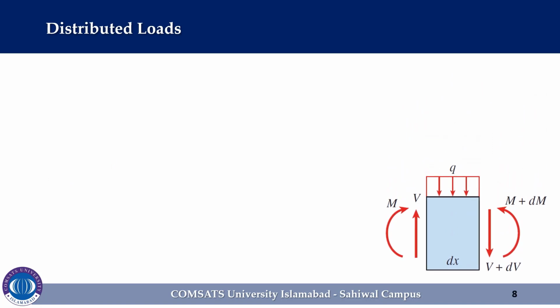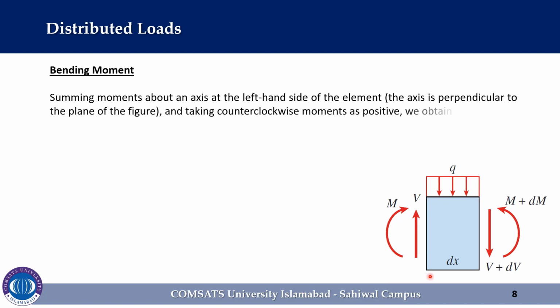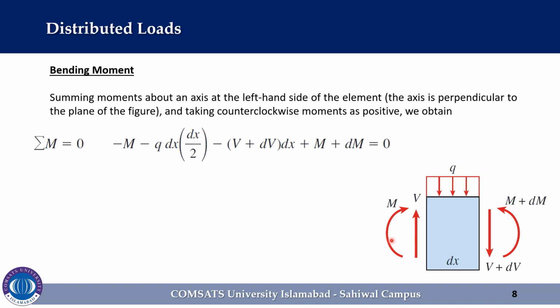Now we will see the expression for bending moment. For this, let us consider the moment equilibrium of the beam element as shown in the figure. Summing moments about an axis at the left hand side of the element, perpendicular to the plane of the figure, and taking counterclockwise moments as positive, we obtain: minus M minus q dx squared over 2 minus (V plus dV) dx plus (M plus dM) is equal to 0.